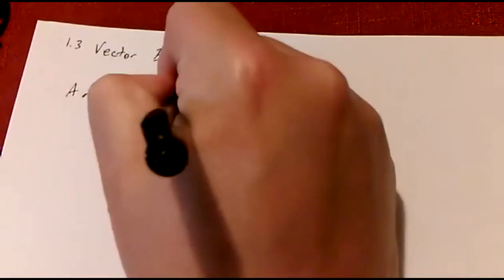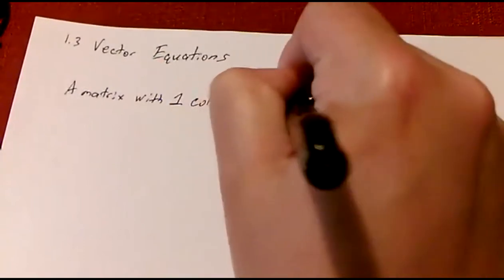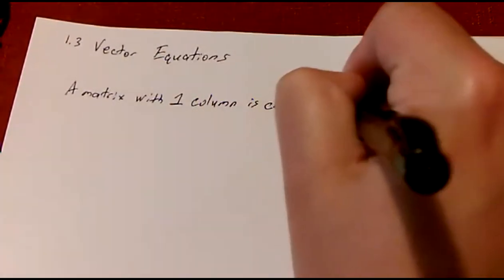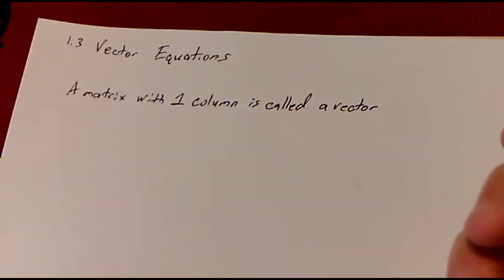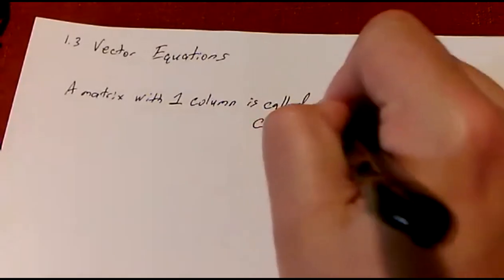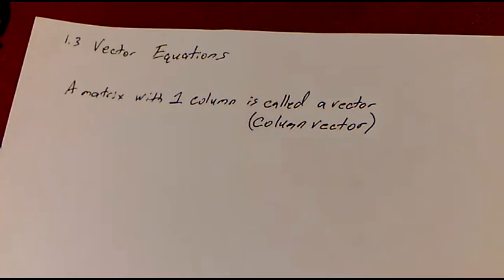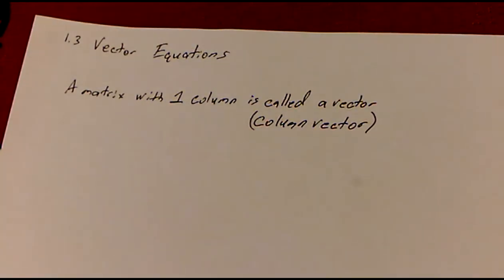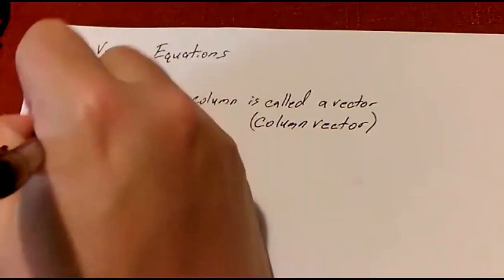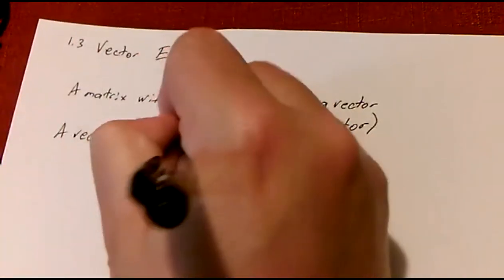Okay, so a matrix with one column is called a vector, or sometimes called a column vector, ultimately referring to the same thing. So a matrix with one column is a column vector. Okay, at its core, a vector is an ordered list of numbers.